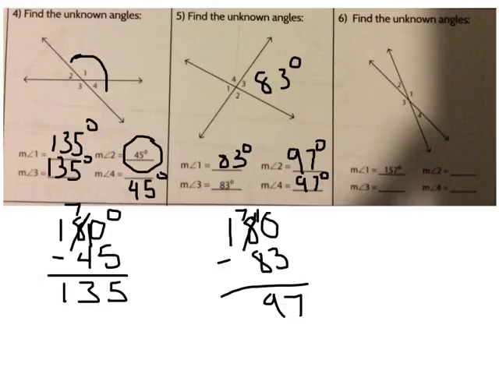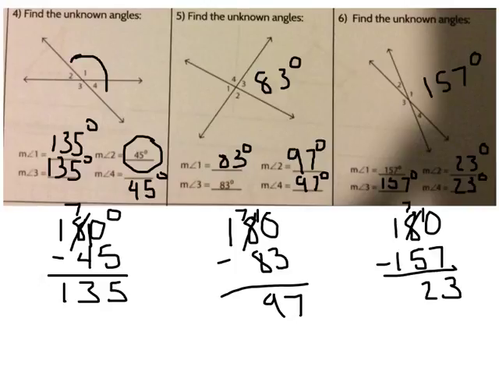Now you try number 6. If angle 1 is 157 degrees, what is the size of the other three angles? Angle 2 is 23 degrees. It's on a straight line with angle 1. They are supplementary. Angle 3 is 157 degrees. It is a vertical angle to angle 1. And angle 4 is 23 degrees. It is a vertical angle to angle 2.